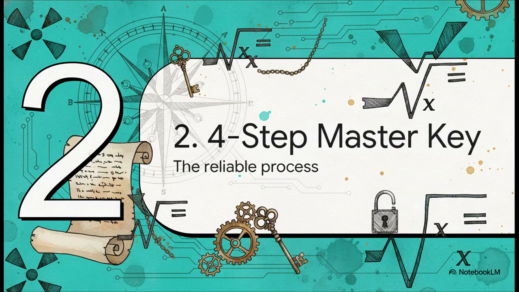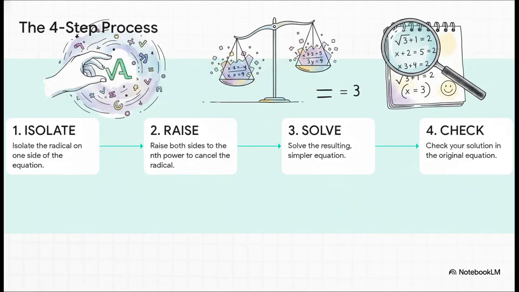Which brings us perfectly to our next section, and really the heart of this whole thing, your 4-step master key. This is the simple, totally reliable process that's going to crack any of these radical equations. And honestly, the process is way more straightforward than you might think. Just burn these 4 words into your brain. Isolate, raise, solve, and check. First, you get the radical all by itself. Second, you raise both sides to whatever power gets rid of the root. Third, you solve the nice, simple equation that's left. And fourth, and believe me, this part is non-negotiable, you always check your answer.